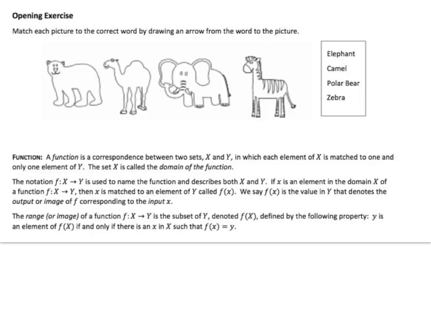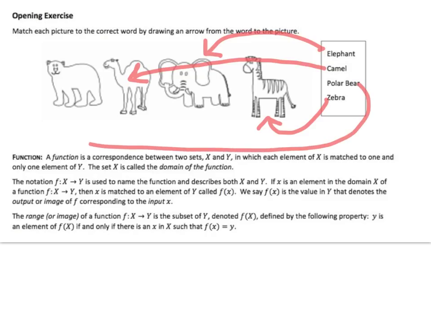So first of all, match each picture to the correct word by drawing an arrow from the word to the picture. From the word to the picture. And from the word to the picture. Okay? Now I was really clear. I asked you to draw a line from the word to the picture.